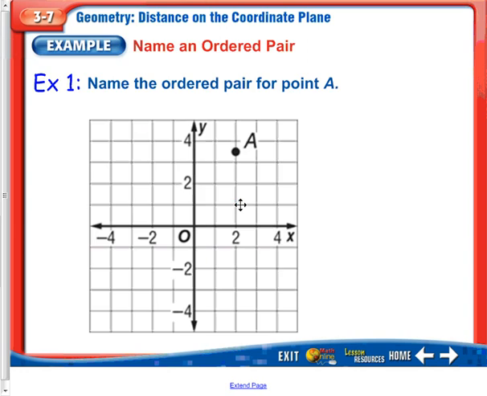So on to example 1, it tells us to name the ordered pair for point A. So we're going to write A, and you always have parentheses when you name an ordered pair. And we start at the origin, and we're going to count right 1, 2, and then up 1, 2, 3.5. So right 2, up 3.5 gets you to point A.